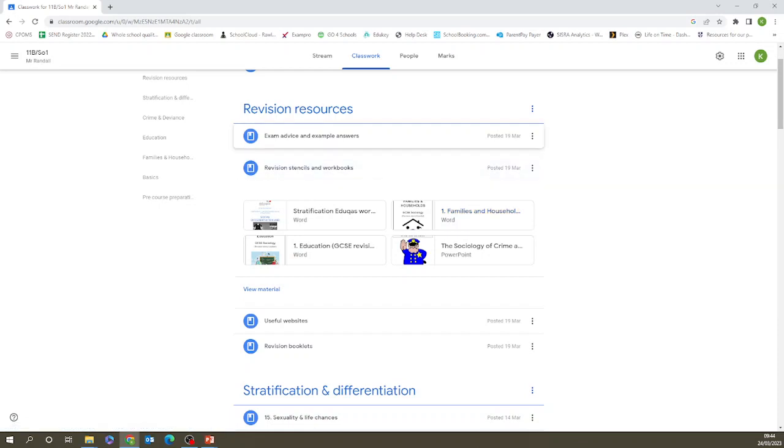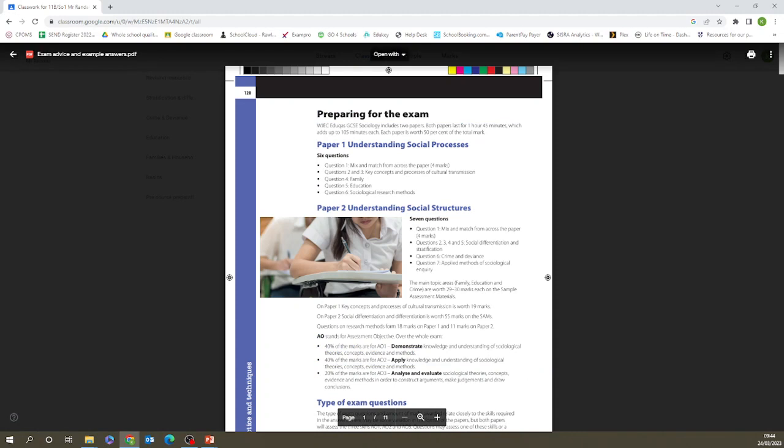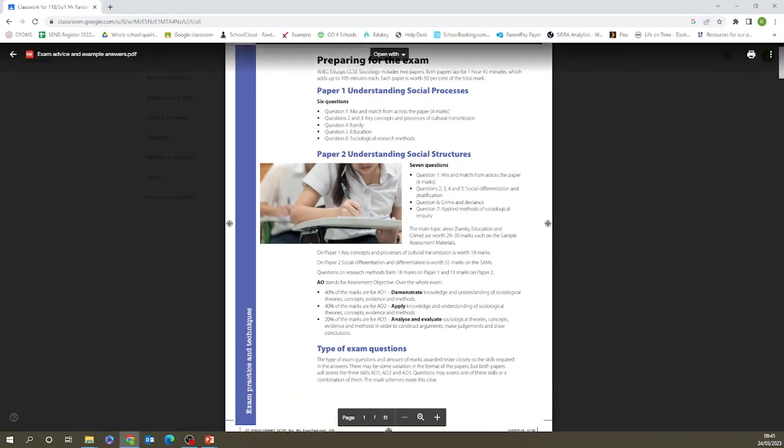And then also there is this exam advice and exemplar answers document, which I'm going to actually open because I think this is really, really useful. So this is taken from the textbook pages I referred to earlier. And it's got an overview of the different types of questions that you will see in your exam. So paper 1, you've got the different types of questions there. Paper 2, again, you've got the question types.